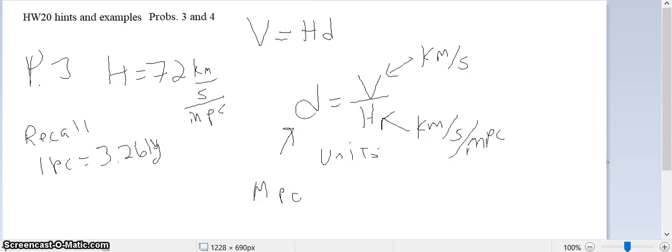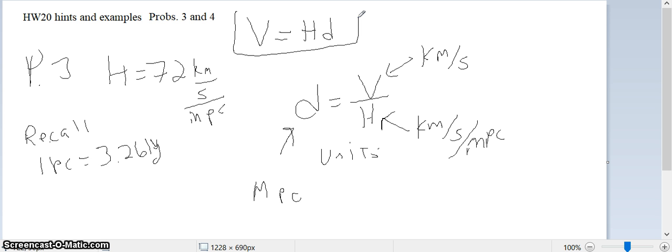Okay, this is the homework 20's hints and examples. The hints for problem 3 and 4. So for both problems, we're going to use this equation right here, which is, remember, the recession velocity is equal to the Hubble constant times the distance.